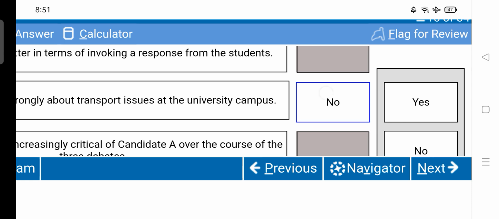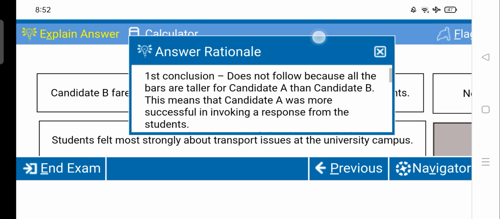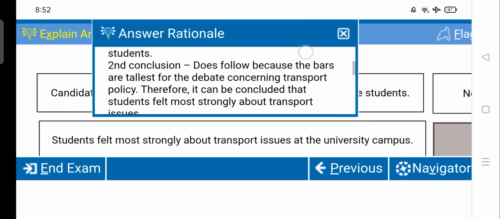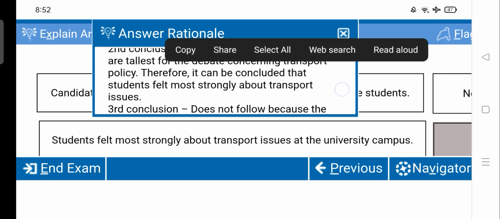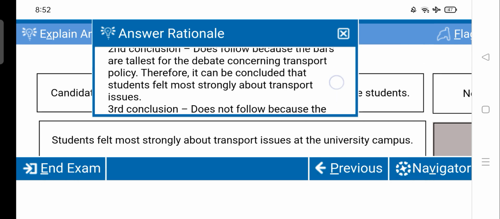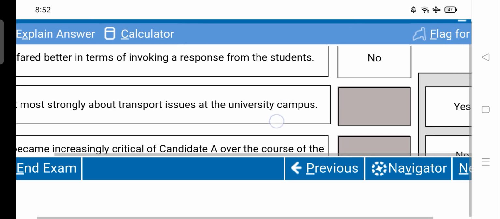Drag it here and then you can put it here like this. Second conclusion says students felt most strongly about transport issues at the university campus. It does follow because the bars are tallest for the debate concerning transport policy. Therefore, it can be concluded that students felt more strongly about transport issues. So it does follow, that's why we will drag a yes and drop it here.